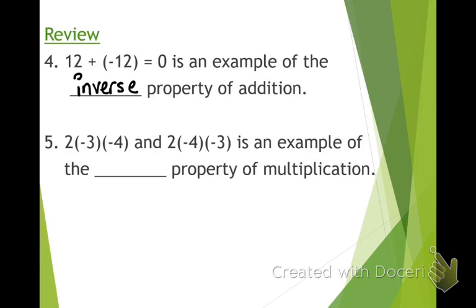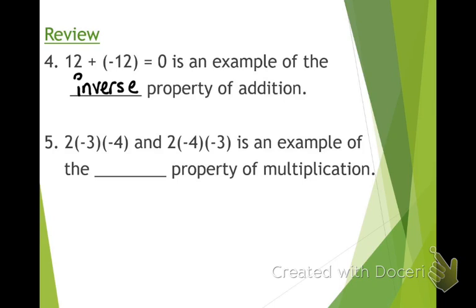2 times negative 3 times negative 4 and 2 times negative 4 times negative 3 is an example of the blank property of multiplication. So I want you to think about what the difference is between this one right here and this one right here. Somehow it was this and it changed to this. Which one of our properties said it was okay for you to do that? What do you think, Jakari?